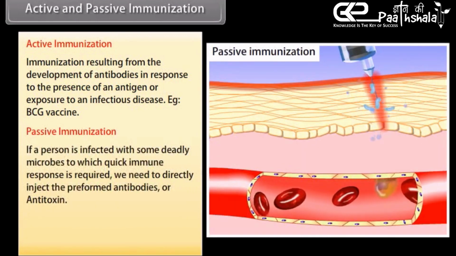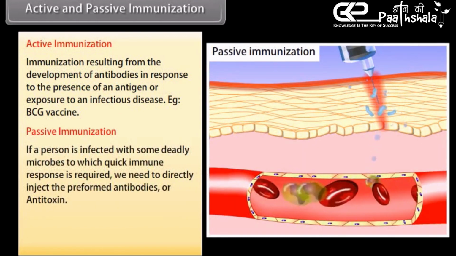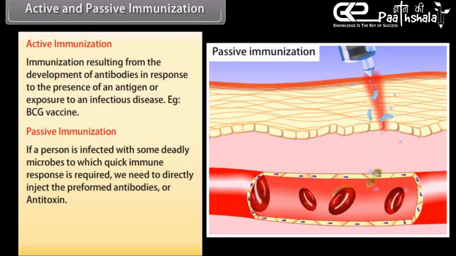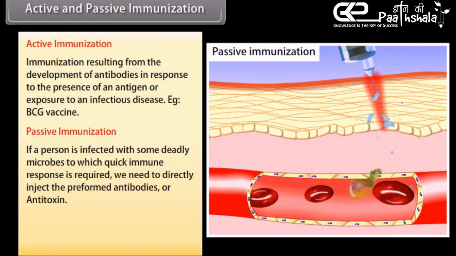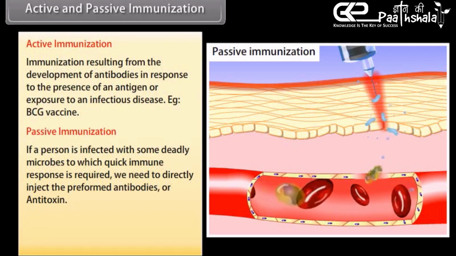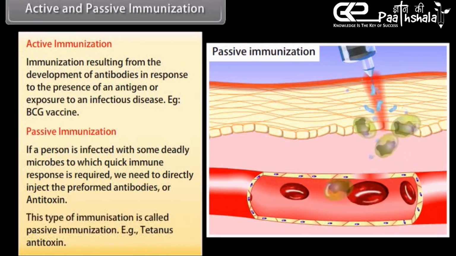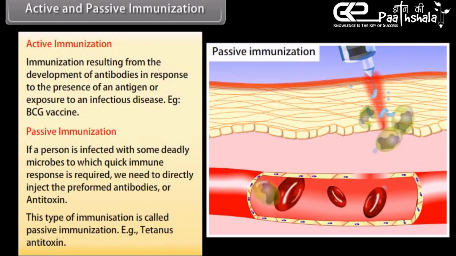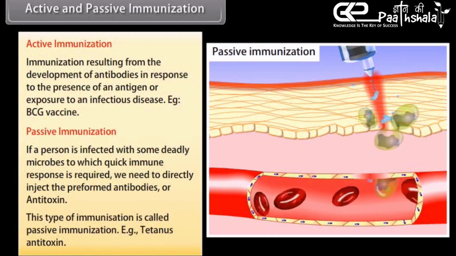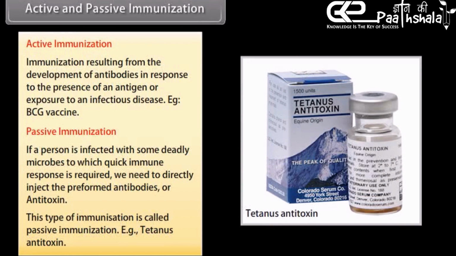If a person is infected with some deadly microbes to which quick immune response is required, we need to directly inject the preformed antibodies or antitoxin. This type of immunization is called passive immunization. Example, tetanus antitoxin.